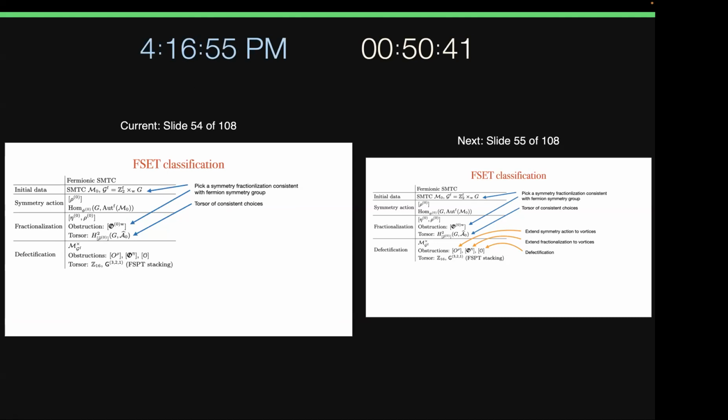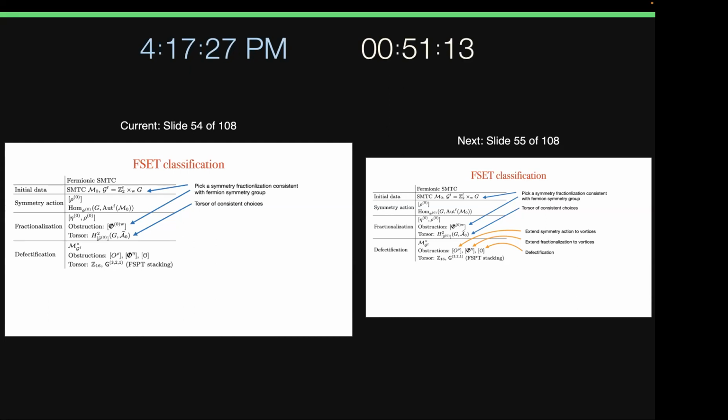Okay, great, thank you. The right column is probably the most interesting, maybe most complicated part of this classification. In that column, we are starting with a supermodular tensor category, M0, and we fix a global fermionic symmetry group, GF. In the first step, we pick a symmetry action, which, as I mentioned earlier, is this Q-projective symmetry action, which we're ignoring. That's what that phi superscript 0 means there.